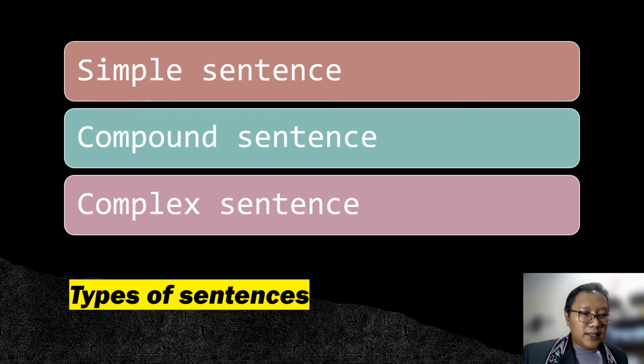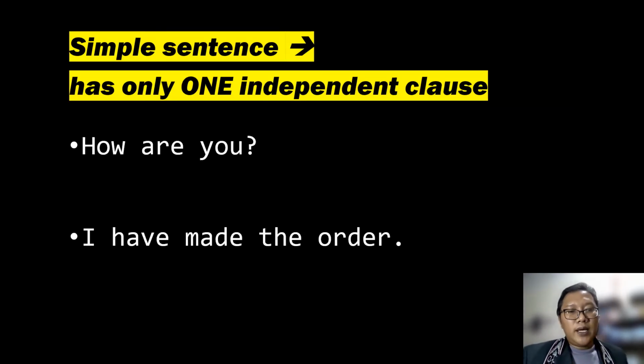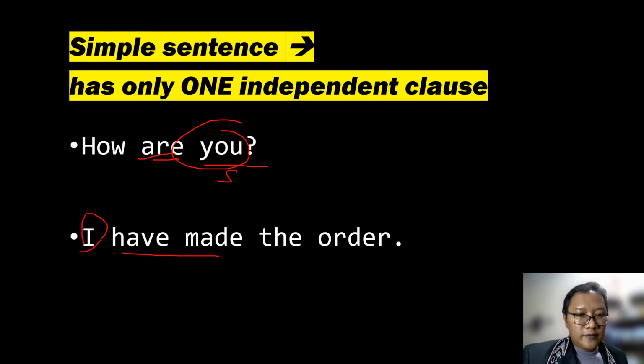What is a simple sentence? Simple sentence, it's simple. It only has one independent clause. Like this one: "How are you?" Yeah, we only have one independent clause here. Subject, verb. Because this is a question, the subject is placed after the verb. This is an independent clause. A sentence with only one independent clause, that's a simple sentence.